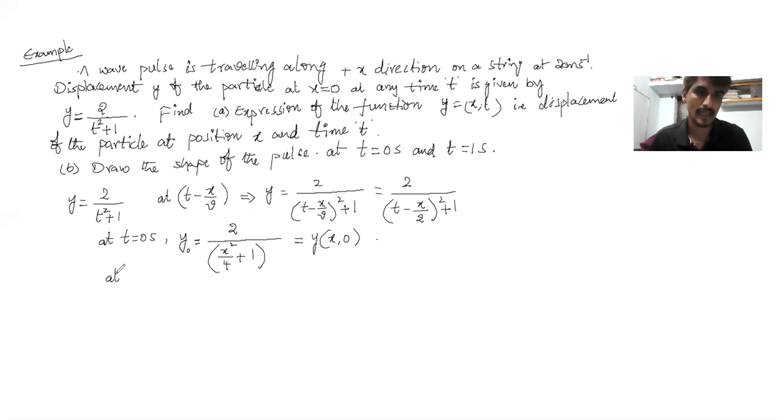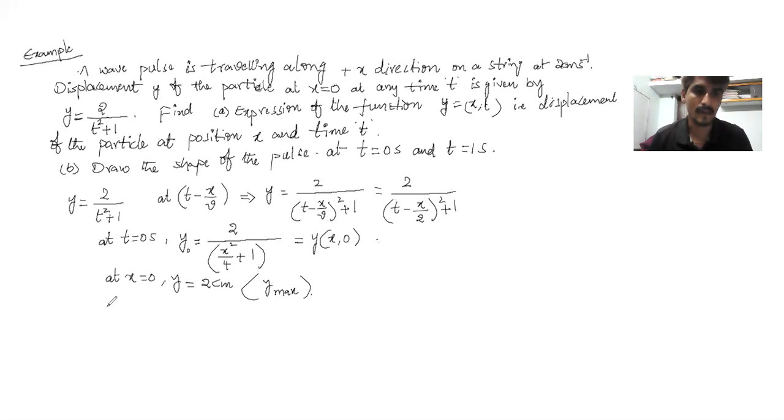Therefore, at x is equal to 0, then we will get y is equal to 2 by 1, which is 2 centimeter, which is y maximum. Maximum displacement. Particle goes to maximum displacement. So where is the maximum displacement? At x is equal to 0, already it is at maximum displacement. Okay, now particle is at highest position.